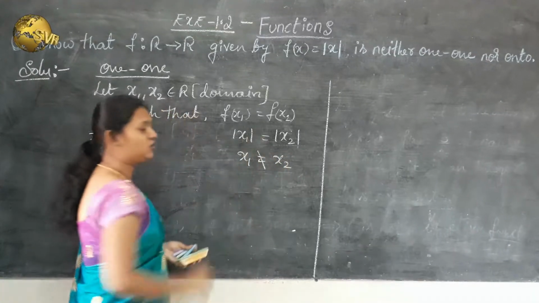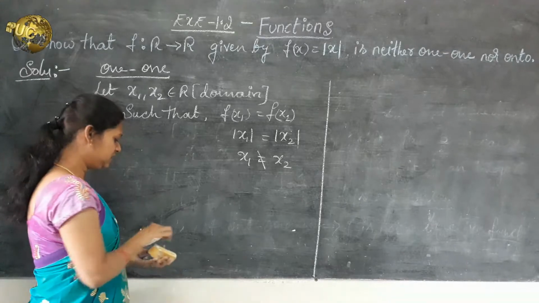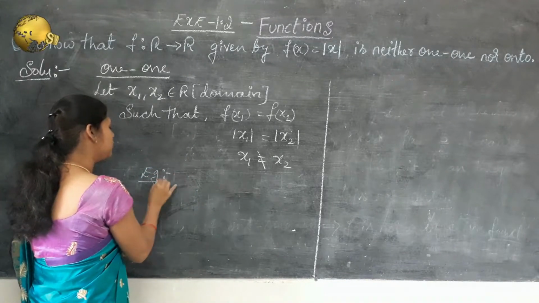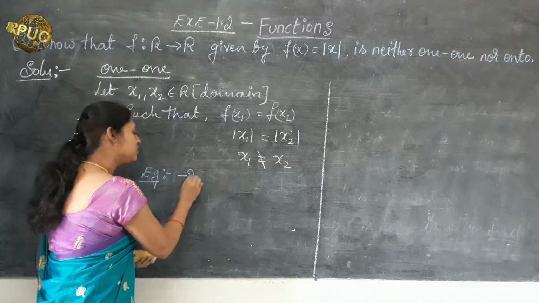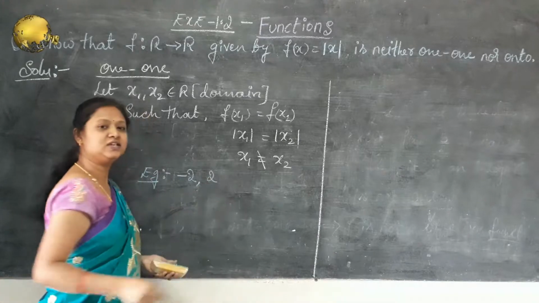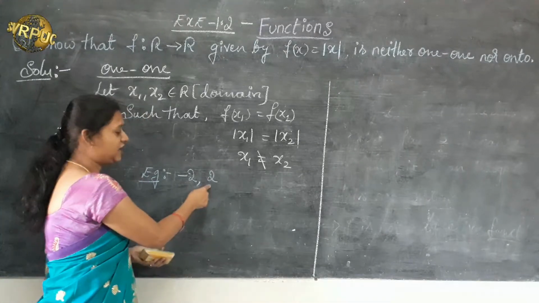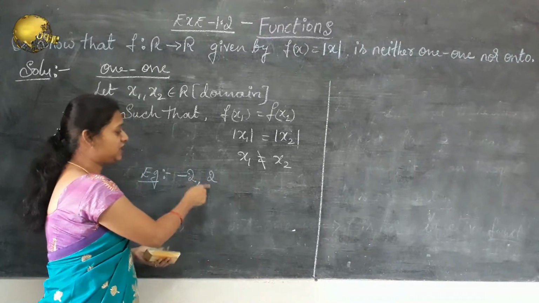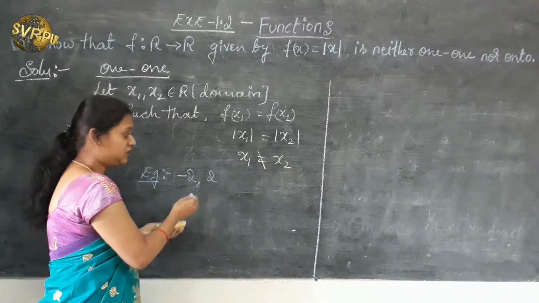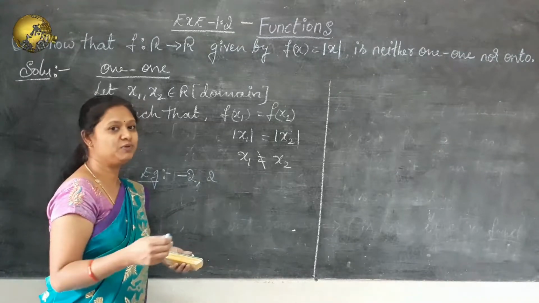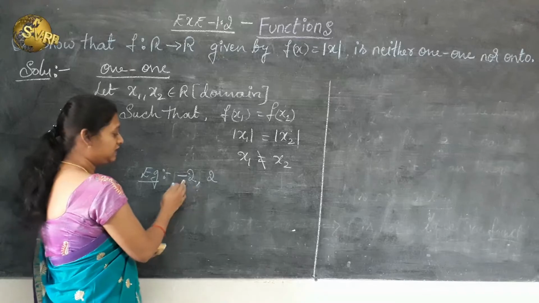No, they both are not equal. Why? It's very simple. Maybe you people have already understood. Because the modulus of minus 2 is also plus 2 and plus 2 is also plus 2. That means they both have the same image in the real numbers. Correct? That means two elements are having the same image, so it's many to one. It cannot be one-one. So what can I conclude?